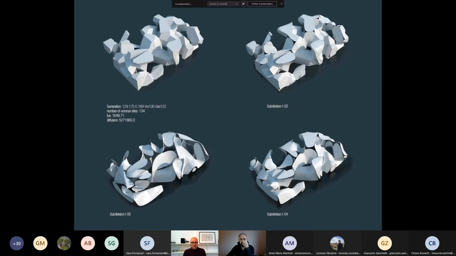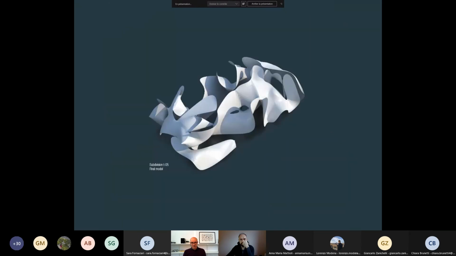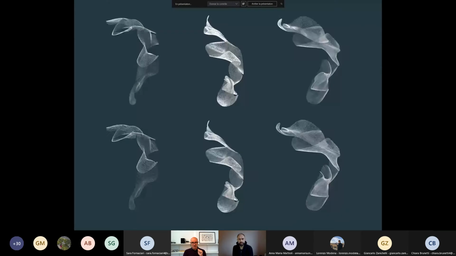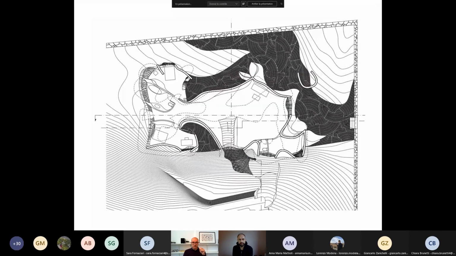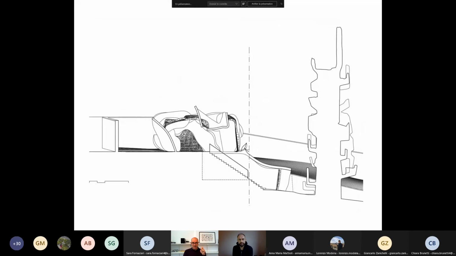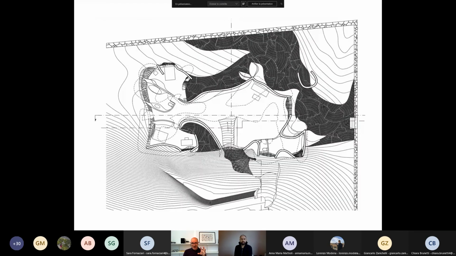And then we ended with this, running some subdivision algorithms ultimately, and we kept it exactly like that, as it is. For the project, here is a plan. So it's kind of a traditional architectural drawing. It was a very Greg Lynn-like project in a sense.